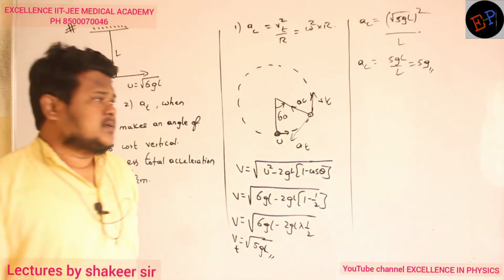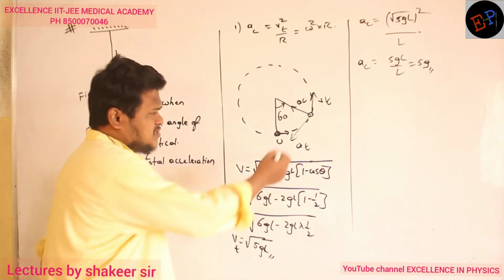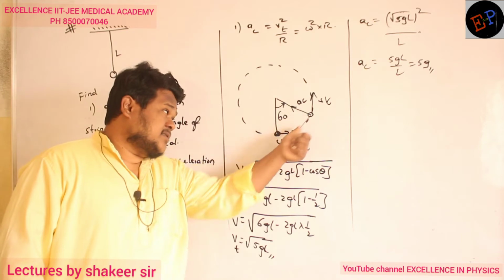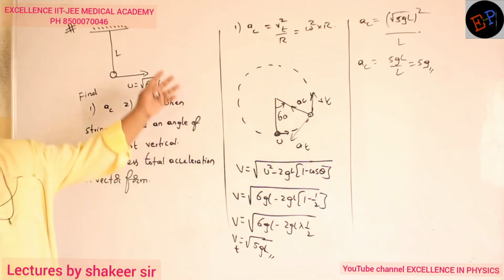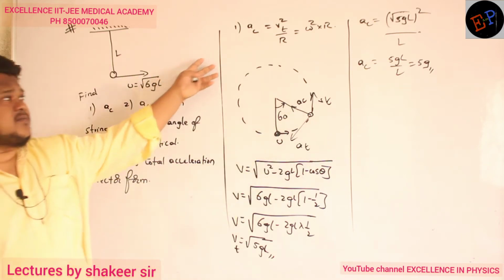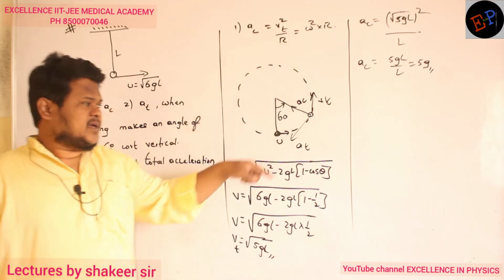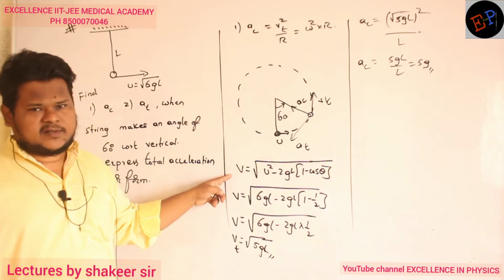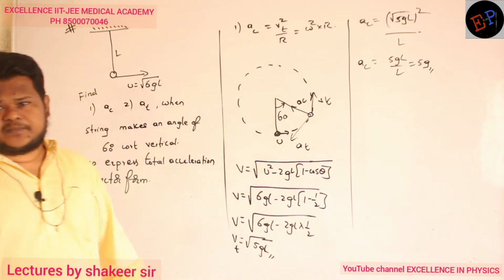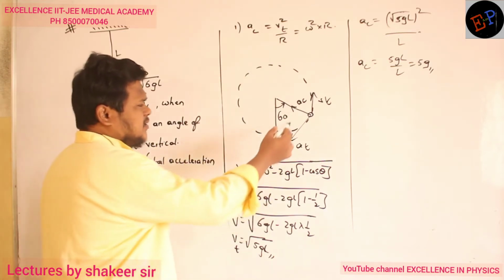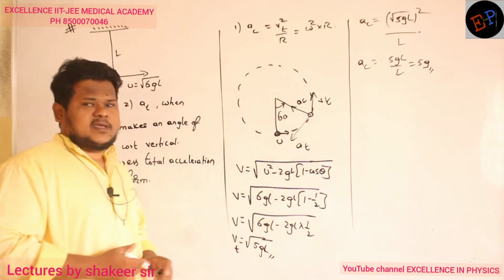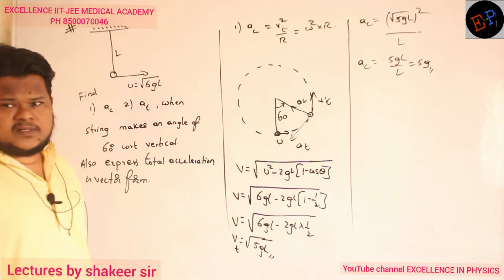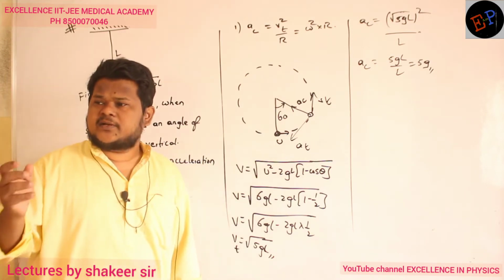Then I want to calculate tangential acceleration. Can anybody say how I can calculate it? The centripetal we have calculated, and we calculated the final velocity after covering an angle of 60 degrees. Now, how can I calculate tangential acceleration? It means somebody is pulling this bob downwards; that is why the speed of the bob is continuously reducing.